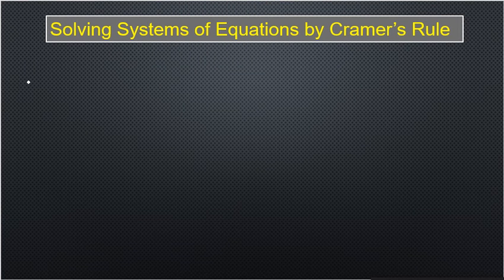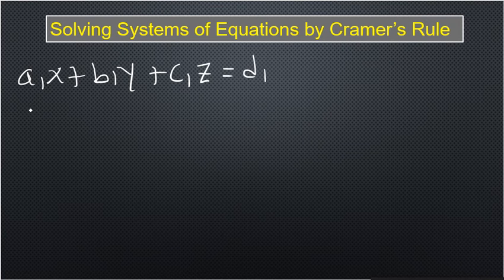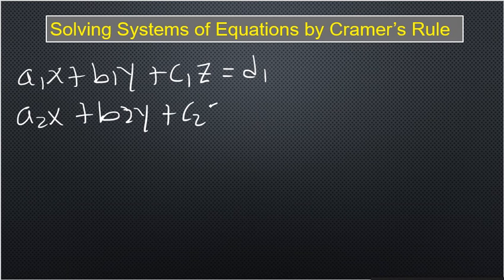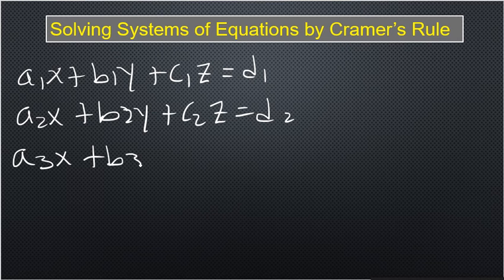If we have a system of linear equations like a1x plus b1y plus c1z is equal to d1, let's say, and the second equation, let's say a2x plus b2y plus c2z is equal to d2, and the third one, let's say a3x plus b3y plus c3z is equal to d3.